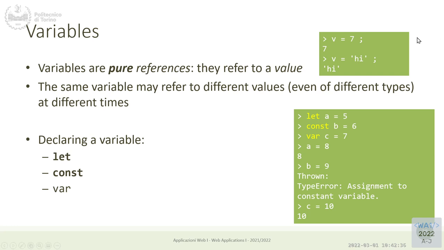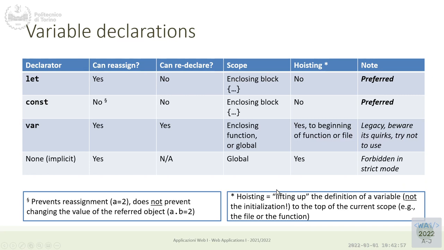Var behaves in a similar way to let, in that the variable that we are declaring can be changed later on. We are declaring variable C with initial value 7, then later on C will be assigned to 10. There is no error with that. So what's the difference between let and var, which is a real question?